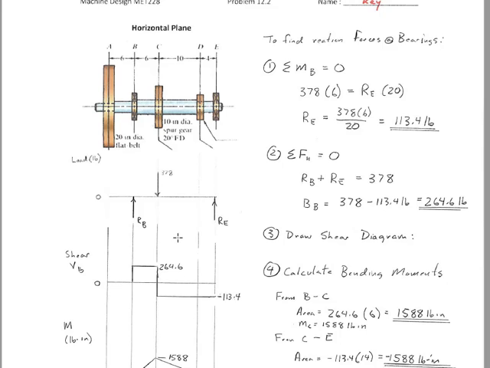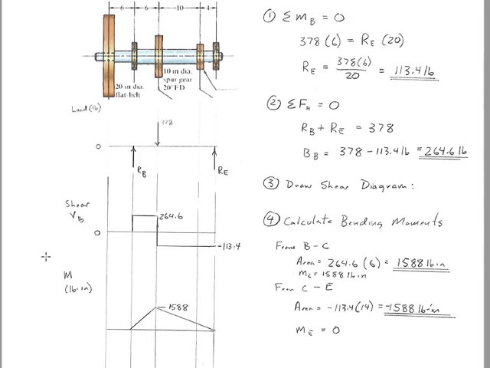In the horizontal plane, it's fairly easy because we only have one bending load, and that was due to the tangential forces from the gear pair. Now, based on that bending load, we're going to calculate the reactions at point B and E. To do that, I chose to sum moments about point B and then solve for the reaction at E, which is 113.4 pounds. Next, I sum the forces in the horizontal direction to calculate what the reaction is at point B. Then I draw my shear and bending moment diagrams. That's what you're seeing here.